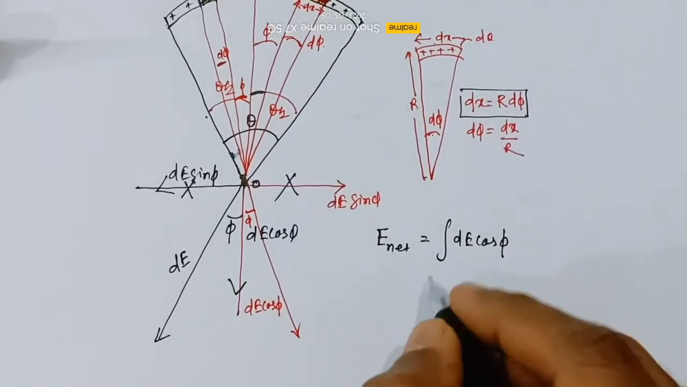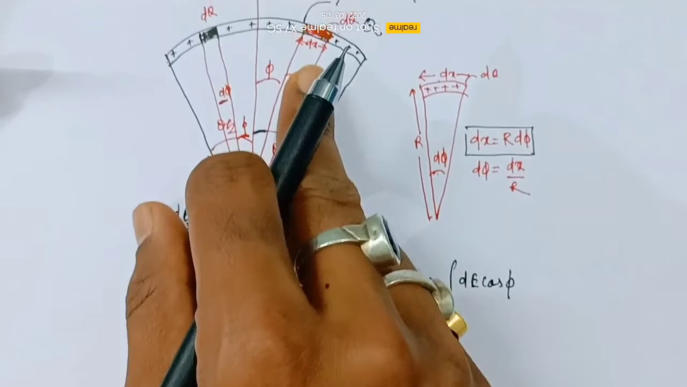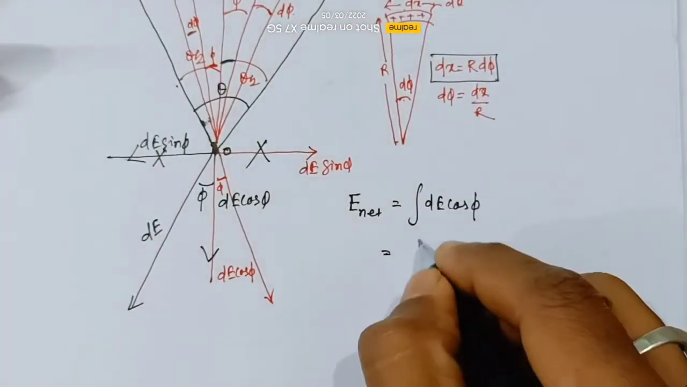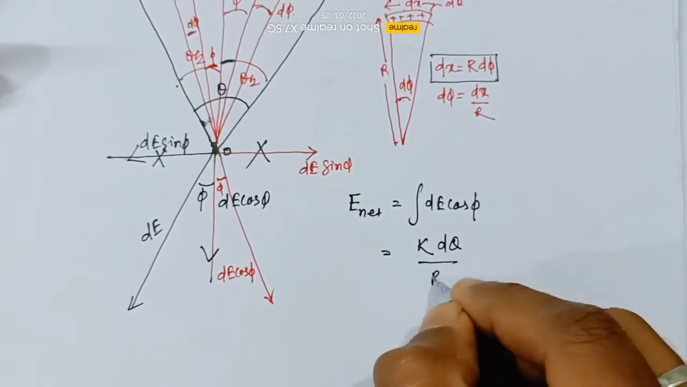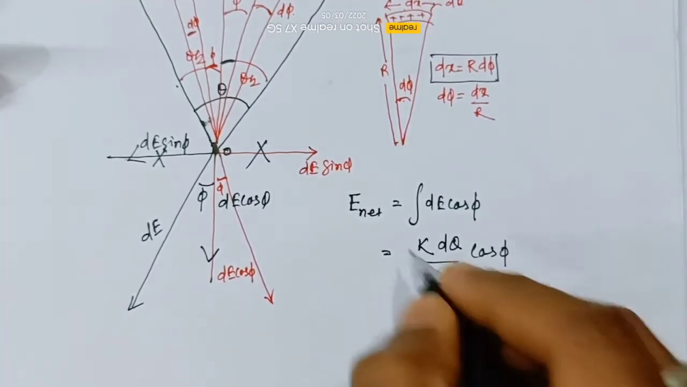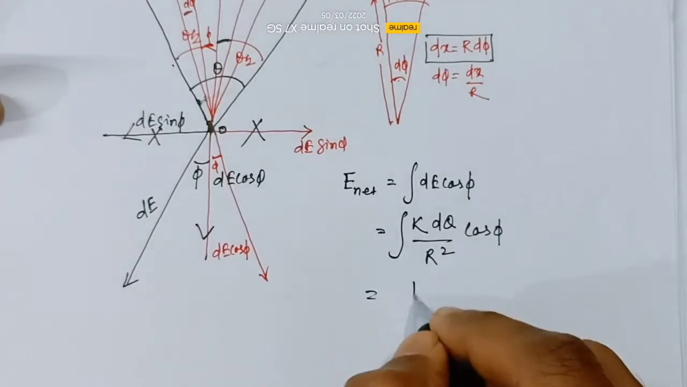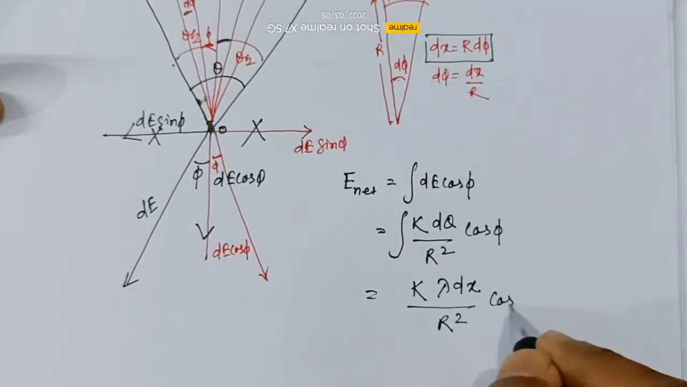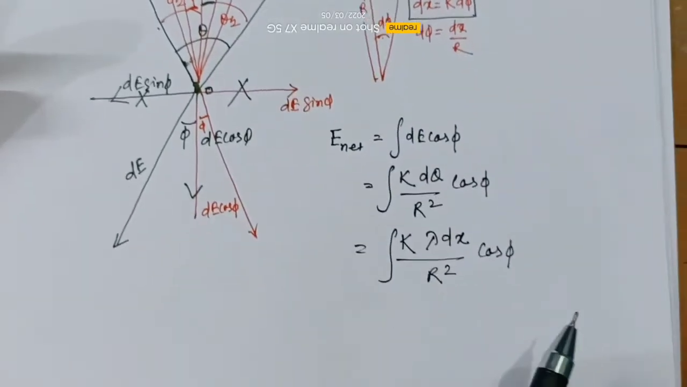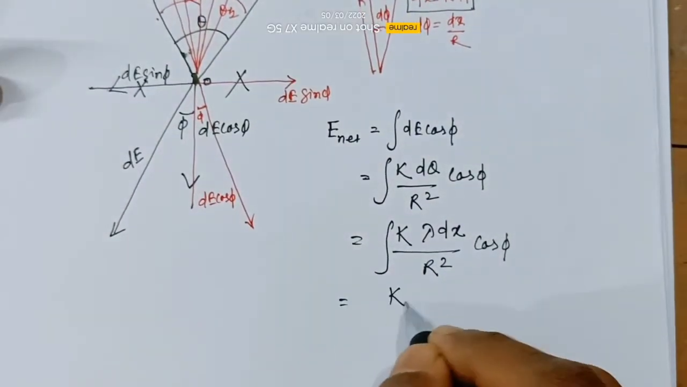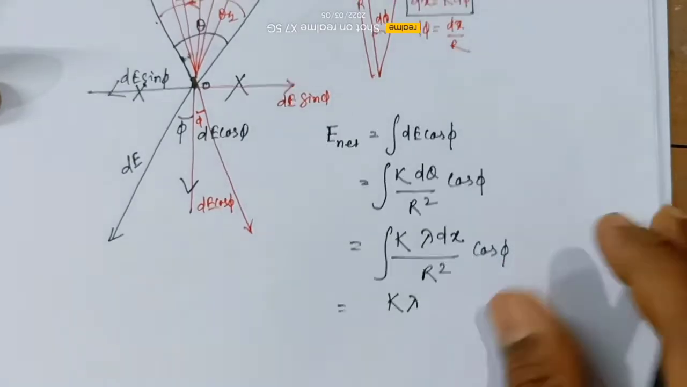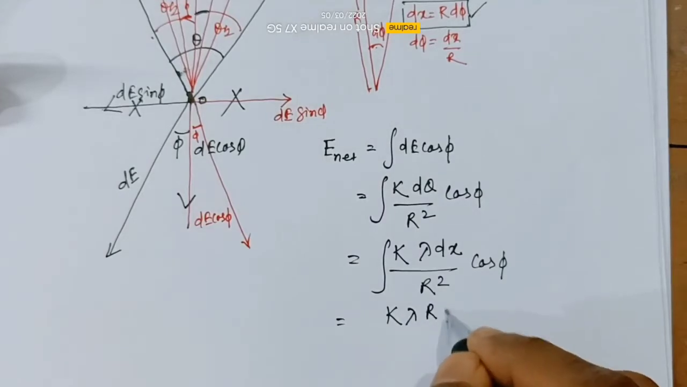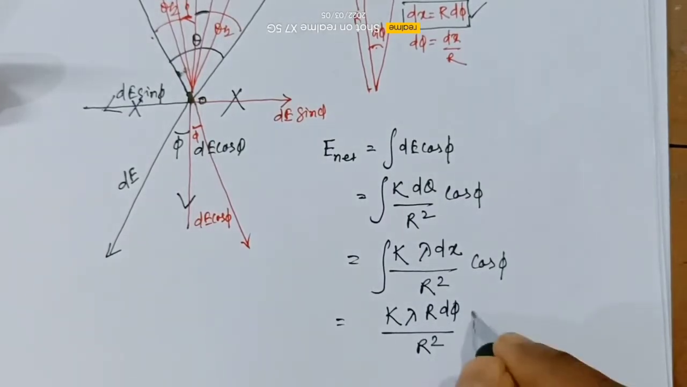What is dE? dE due to this charge at this point is k dq upon r square, times cos phi. What is dq? dq can be written as lambda dx, so dE is k lambda dx upon r square cos phi. And dx is r d phi, so I simply substitute dx here: k lambda r d phi upon r square cos phi.